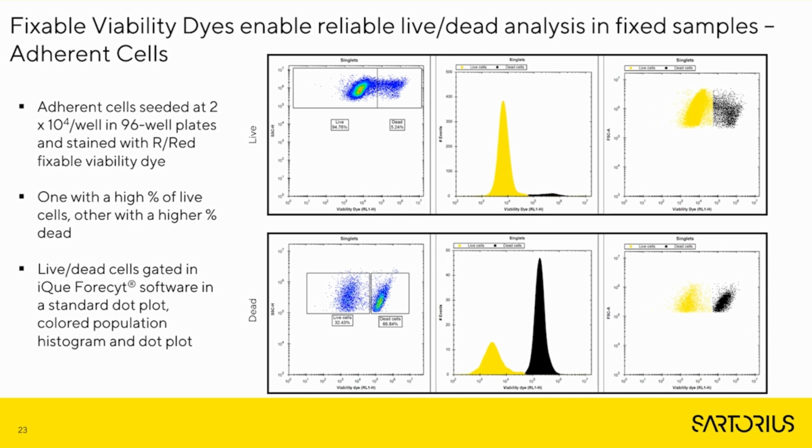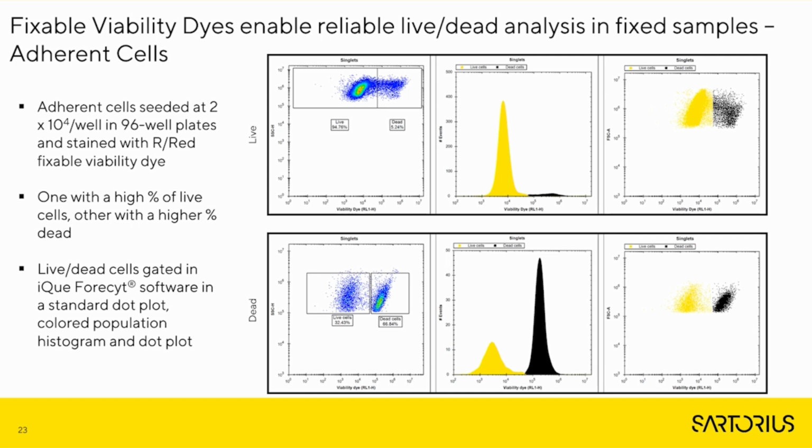So if we have another look at this particular kit, but this time using adherent cells, we can show that we can also perform the same kinds of experiments in adherent cells. What we did here again is seeded the cells at 2 × 10⁴ per well in 96 well plates and stained with the R-red fixable viability dye this time. And then what we also did is looked at using a high percentage of live cells and then a high percentage of dead cells. So at the top, we've got a high percentage of live, and then at the bottom, we've got a high percentage of dead.